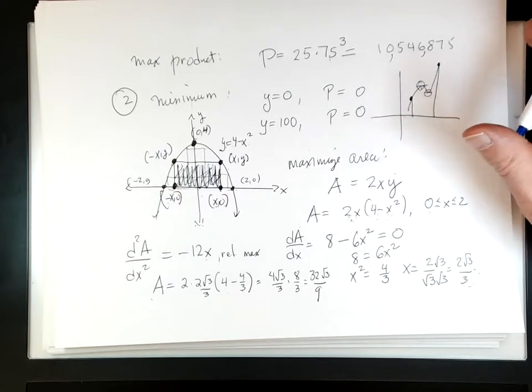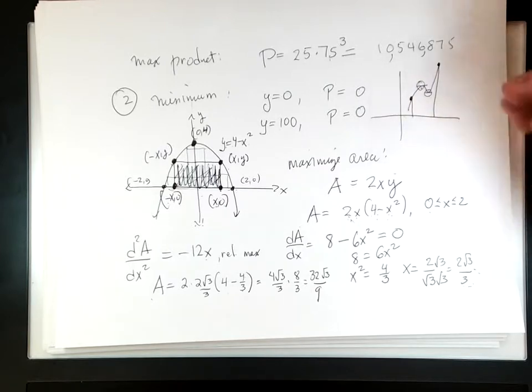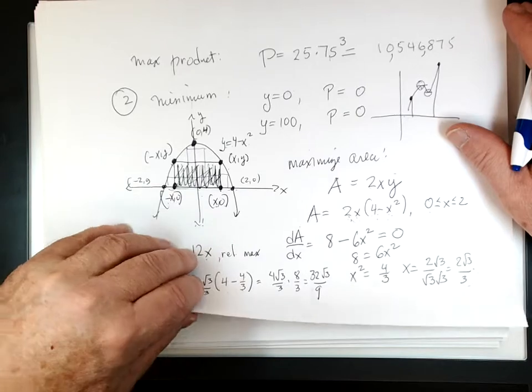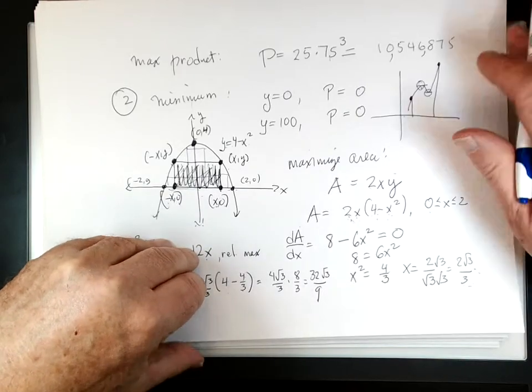You guys ready to do another one? How about the minimum? The minimum would be 0, because it's the endpoint. At the endpoints. Yes. I'm going to give you another one, all right? I'm going to go back to Farmer Brown, okay?